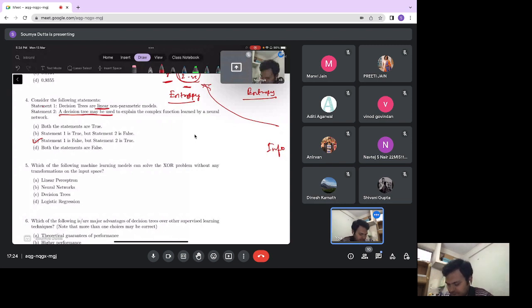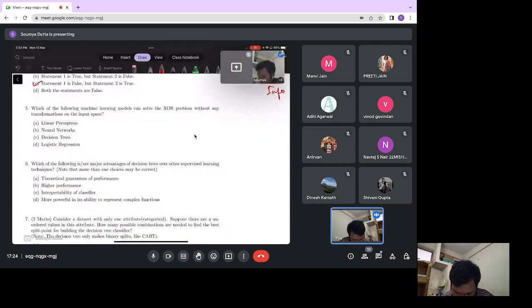Then, which of the following machine learning models can solve the XOR problem without any transformations of the input space? This is directly from the lecture. I guess linear perceptron can't solve it because you will need to learn a nonlinear boundary. Neural networks can solve any such problems. Decision trees again can solve this problem. Logistic regression can't solve this problem because logistic regression is primarily a linear function, and you only convert the output to a probability measure at the end.